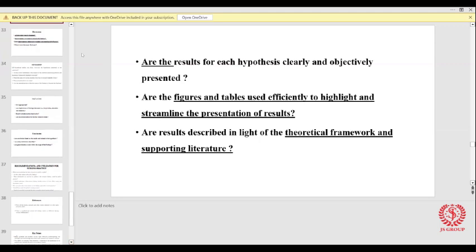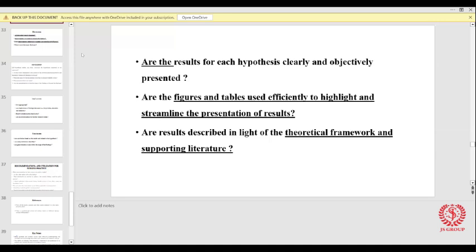Are the figures and the tables used efficiently to highlight and streamline the presentation of results? Whether the researcher efficiently presented the tables or the figures to highlight or streamline the results, that we have to check as a research critic.